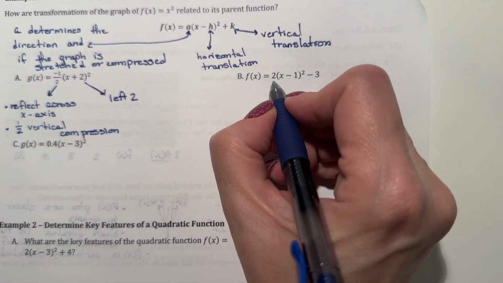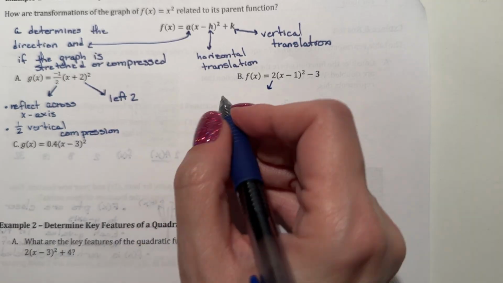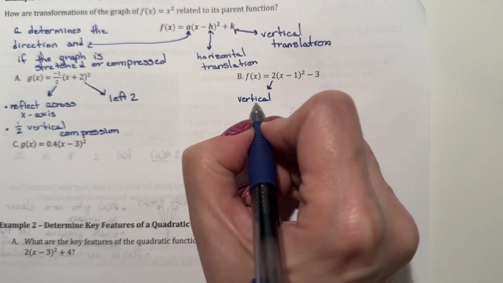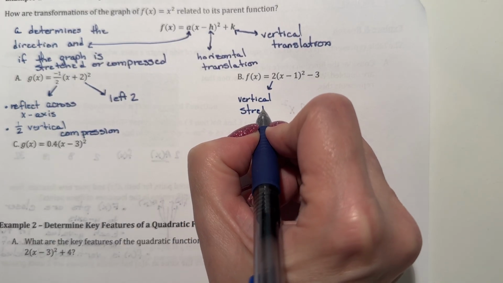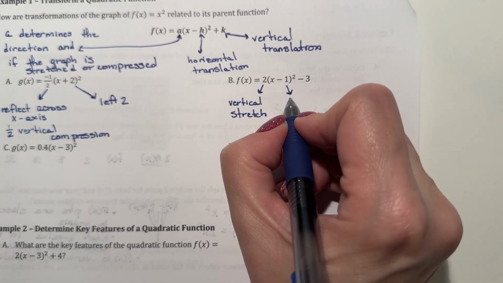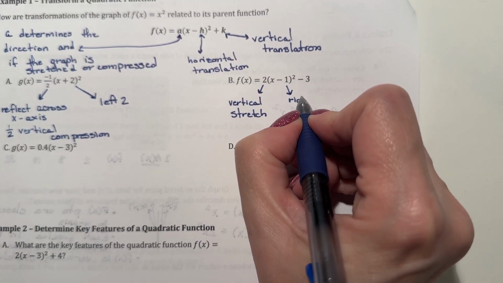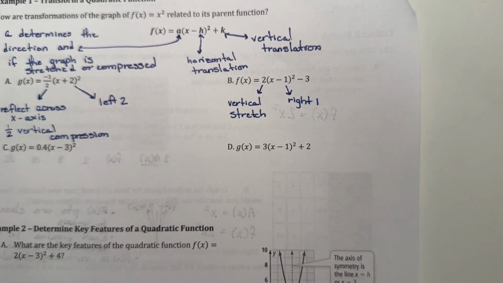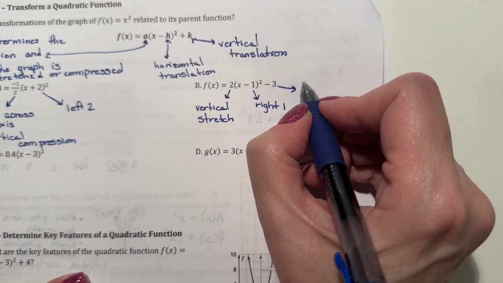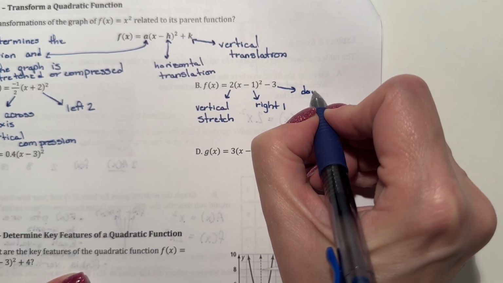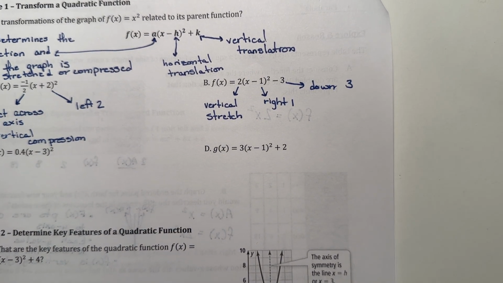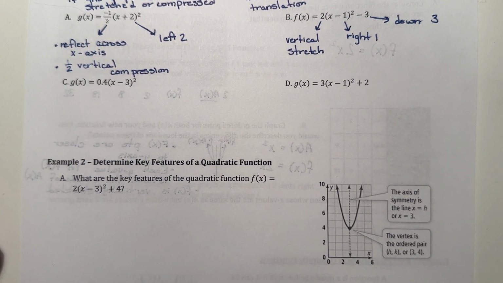Let's take a look at B. So with B, you have a 2 there that causes a vertical stretch. Then you have a -1, so that's going to be going right 1. Opposite of what you see due to the minus sign that's in the formula. And then we have a down 3. So we have that vertical shift down 3. Okay, let's try another one.